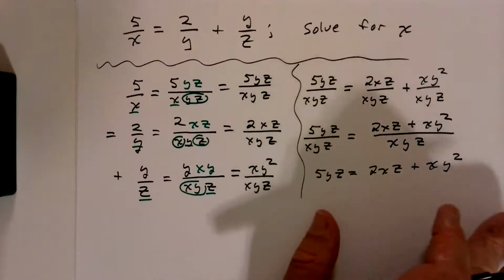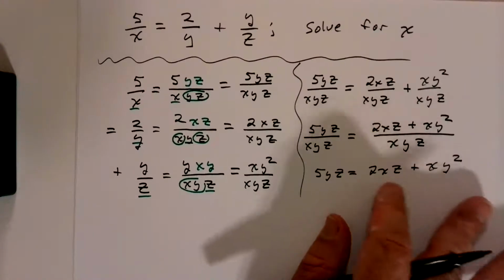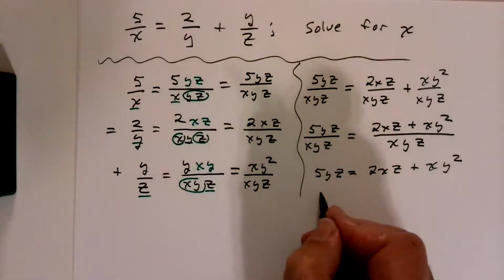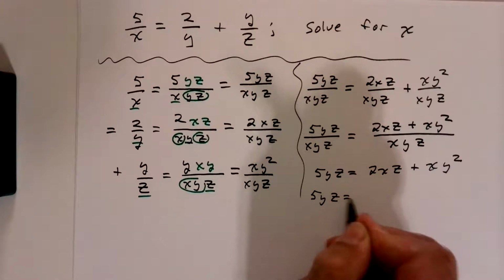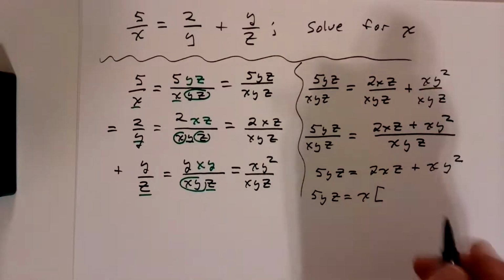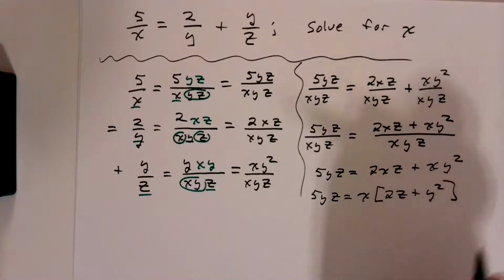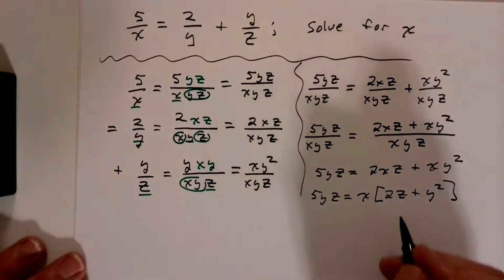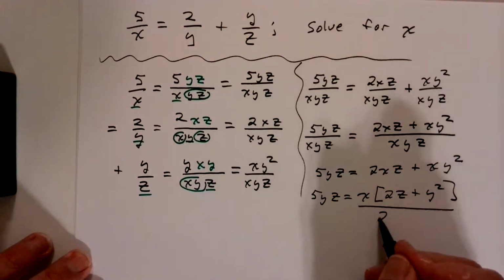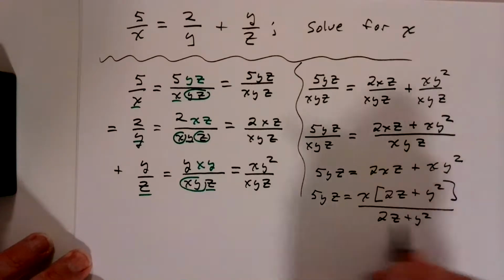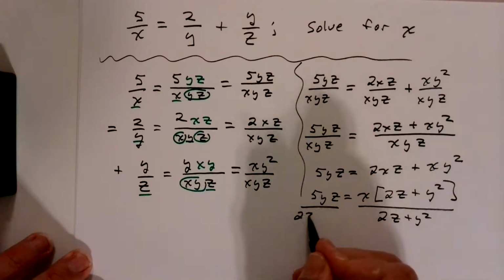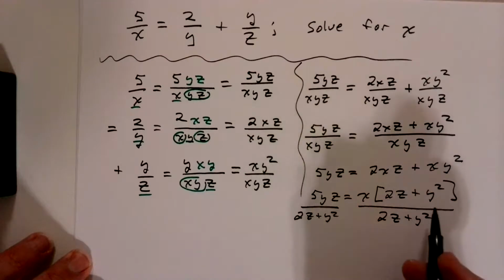Well, right now, all of the x's are on the right side, which is good. So I'm going to factor out the x on the right side. And we'll take 5yz as x times, dividing out the x, we get 2z plus y squared. Divide both sides by 2z plus y squared. Divide this guy by 2z plus y squared. Divide this guy by 2z plus y squared.